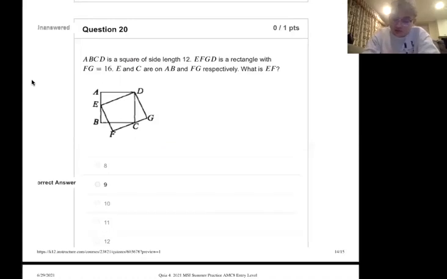Last question, number 20. ABCD is a square of side length 12. So we get AD is 12, AB is also 12. EFGD is a rectangle with FG equals 16. Therefore, we have FG is 16. E is on AB, C is on FG. What is EF? We need to make an assisting line here. So connect EC.